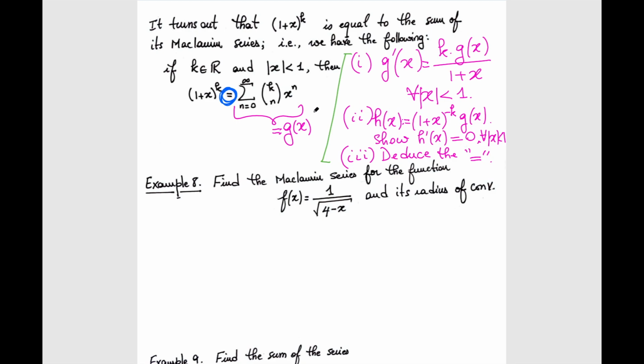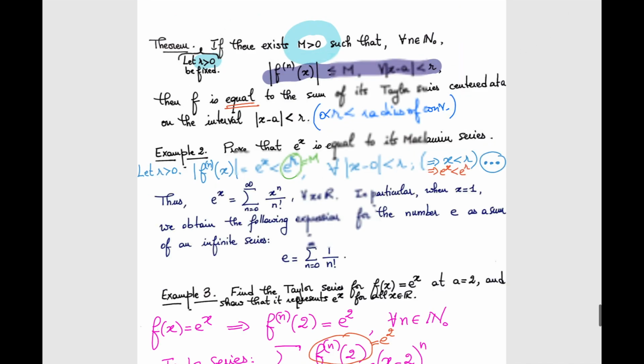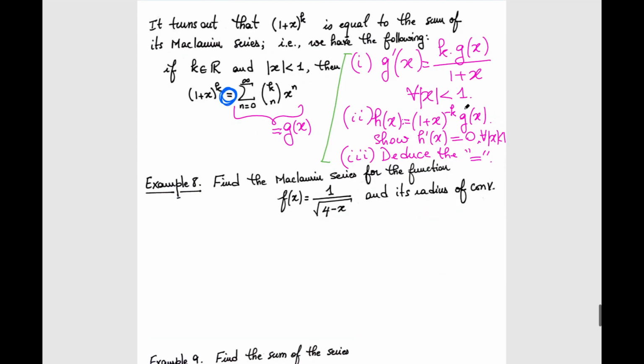Why I'm giving you this exercise? Because, as I said, the previous technology, by this I mean that theorem here, this upper bound is hard to be found. So I'm trying to show you a different way to actually show that the function and its Taylor series are equal to each other. Okay, and this is the way I broke down the steps.